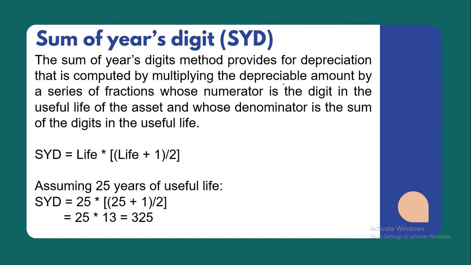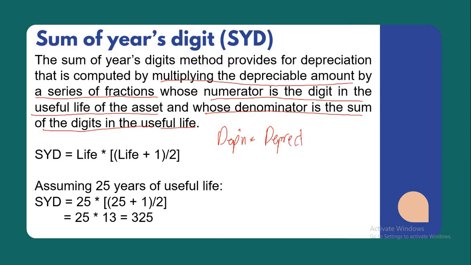Now, let's have first the SYD or the sum of years digits. Now, the sum of years digits method provides for depreciation that is computed by multiplying the depreciable amount, okay, by a series of fractions whose numerator is the digit in the useful life of the asset and whose denominator is the sum of the digits in the useful life. Okay? Ano daw? Ang depreciation daw, ani, is equals to the depreciable amount times fraction. So, take note, series of fractions ni siya. So, meaning to say, it consists of more than one fraction.